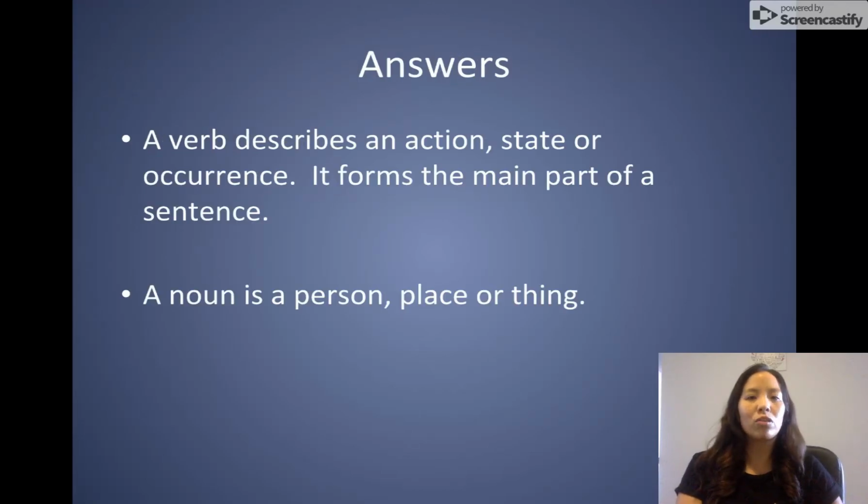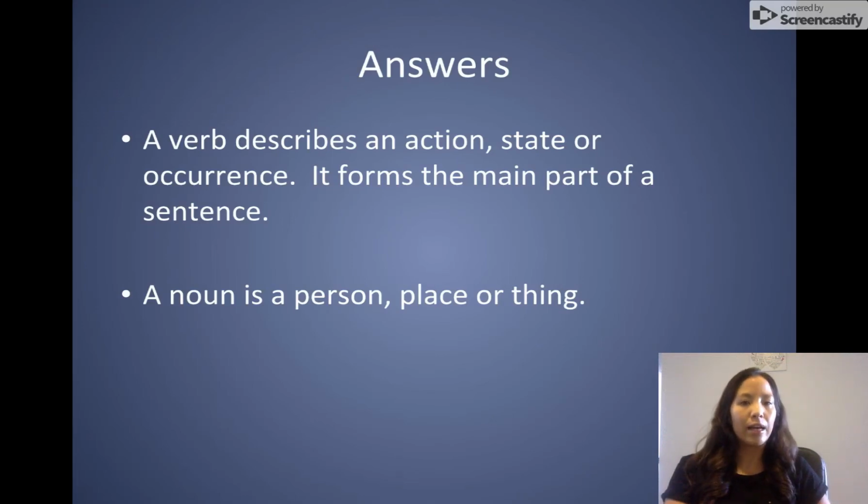Okay, so a verb describes an action, state, or occurrence. It forms the main part of a sentence. Now with that, every sentence has to have a verb. I think I need to make that clear before we go on, because we're going to be looking at the processes of nominalisation, which is playing with your verbs. As well as that, it's a state or occurrence. So the word 'is' is a verb. I know that can be quite hard to get your head around, particularly because too often people just focus on the fact that it's an action. And if you are saying 'is', you're not necessarily doing anything, but it is a state or occurrence. A noun then is a person, place, or thing. Okay, so I hope that you guys have that understood so far.